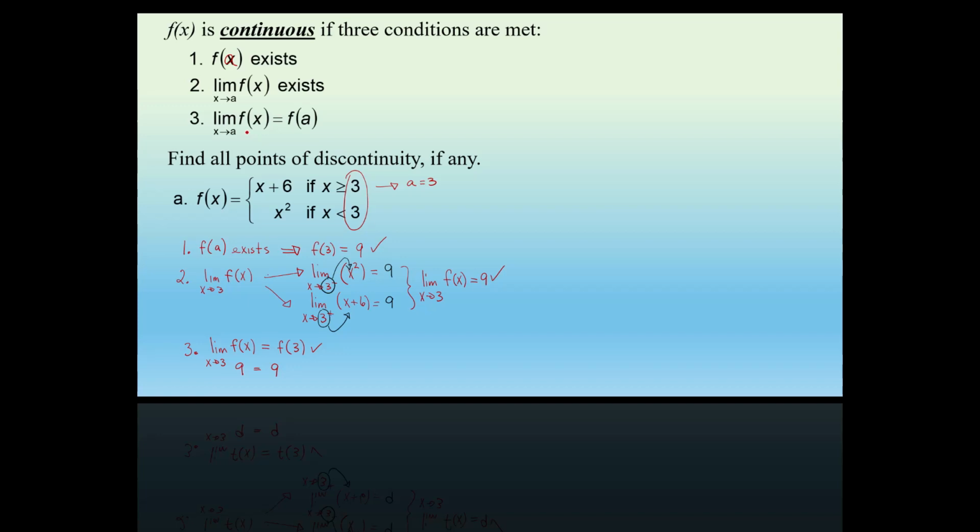So as a recap, remember, if we're trying to determine continuity, we have to determine, first of all, does f of a exist? Does the limit as x approaches a of f of x exist? And third, are those two values equal to each other?